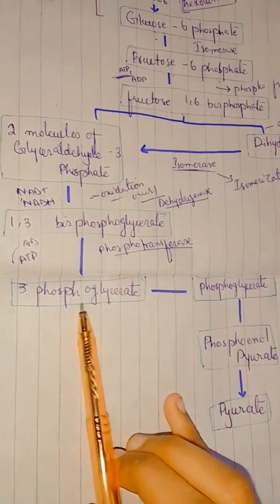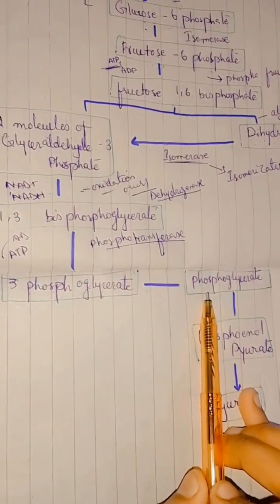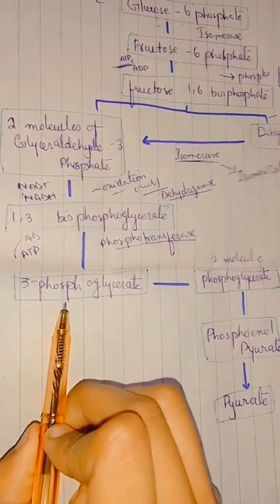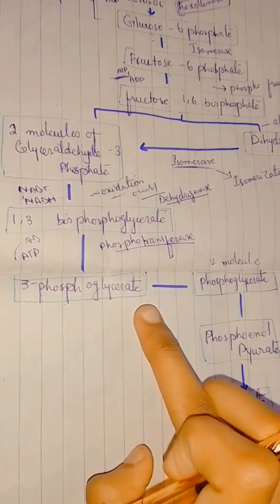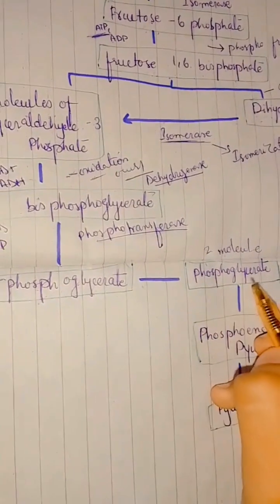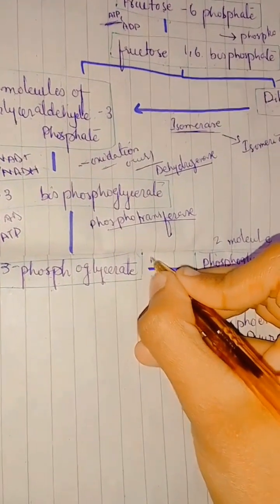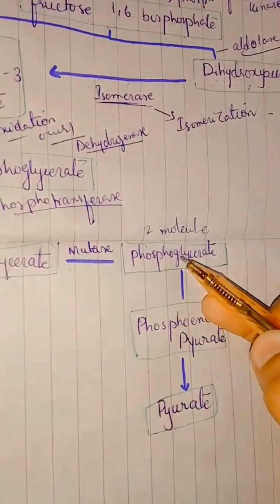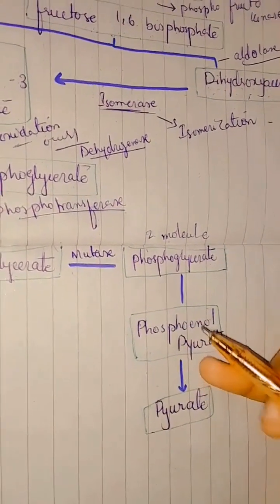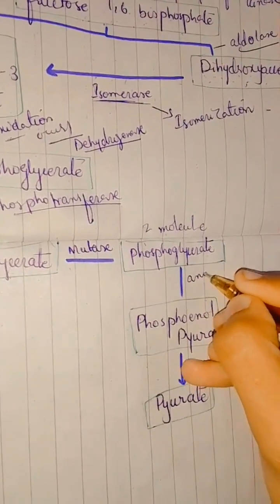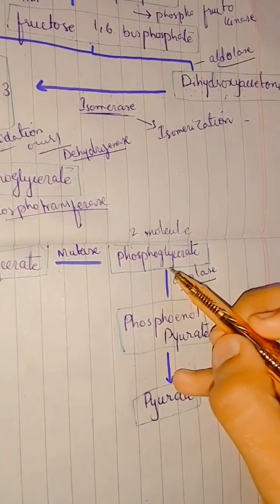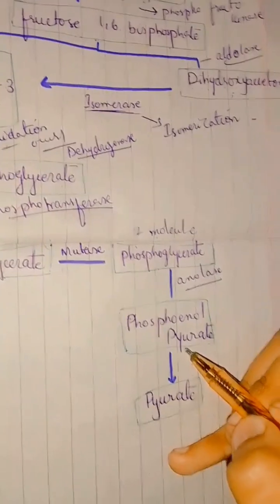Now 3-phosphoglycerate will convert into 2-phosphoglycerate, and the enzyme used here is mutase. Then the 2-phosphoglycerate will convert into phosphoenolpyruvate, and the enzyme used here is enolase. So the phosphoglycerate converts into phosphoenolpyruvate.